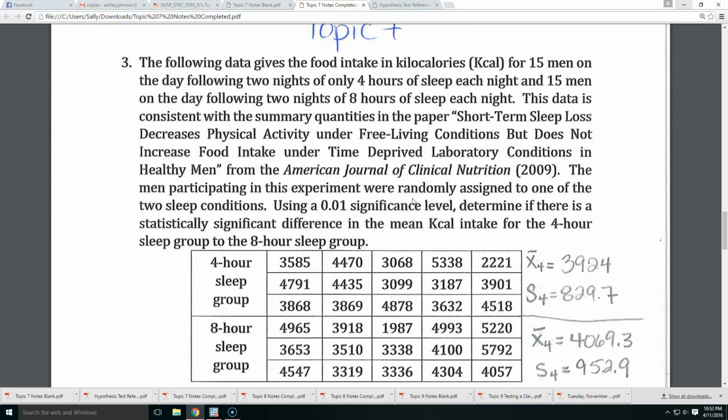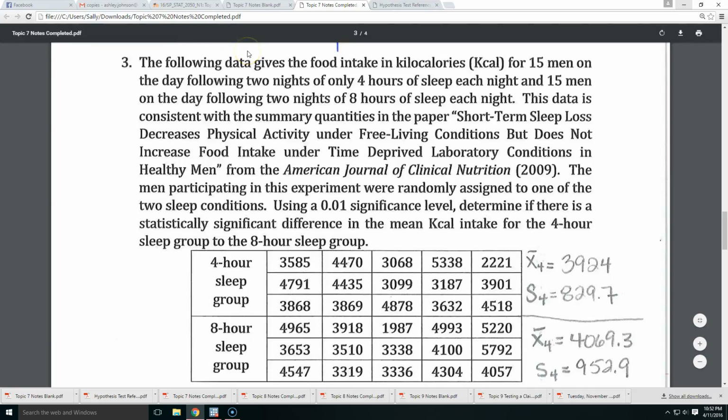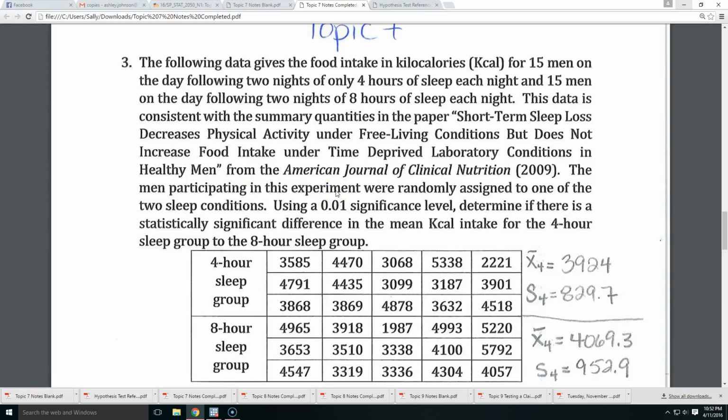So I want to look at one more problem. I'm going to leave the fourth one for you to do by yourself. And this next example is from a study from the American Journal of Clinical Nutrition, and it is evaluating the calorie intake of men that were getting 4 hours of sleep a night versus men that got 8 hours of sleep a night. And so the article name itself is very long here, so I'm going to let you read it on your own, but the men participating were randomly assigned to each group.